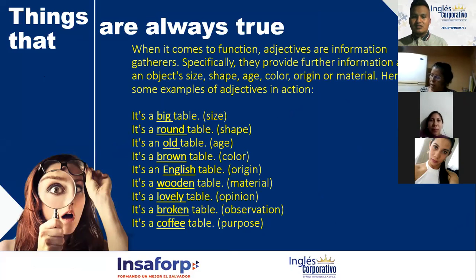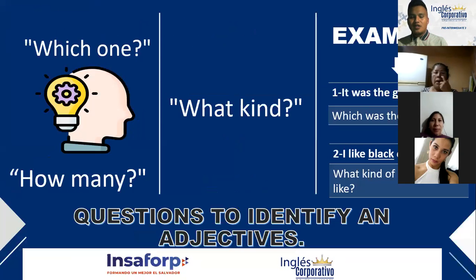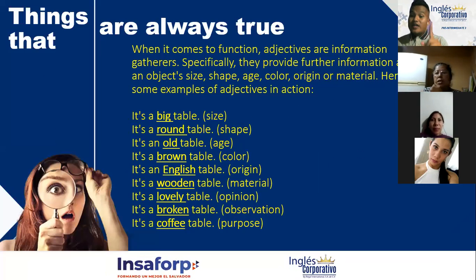We're talking about size. Now let's see what the second one says. It's a round table. And when it says it's a round table, we are talking about the shape. Una mesa redonda, la forma de la mesa. Redonda. Okay. So with these questions that we have here, which question will be the one that you will use to find the answer? What kind? Exactly. What kind of table? ¿Qué tipo de mesa? ¿Verdad? La redonda, the round one. Very good.